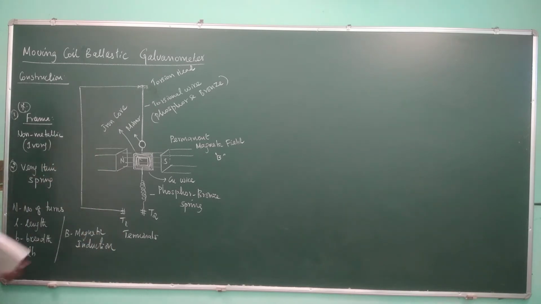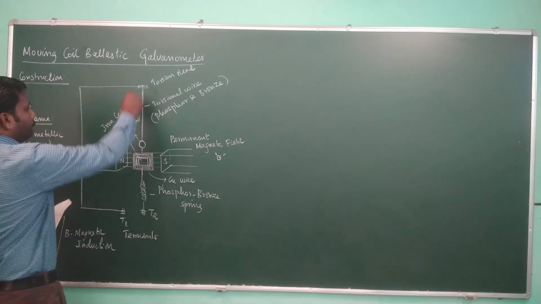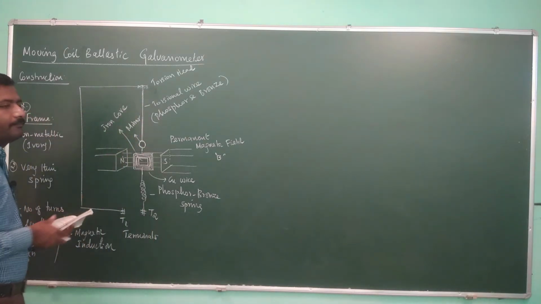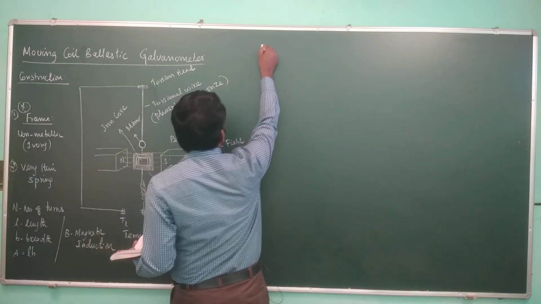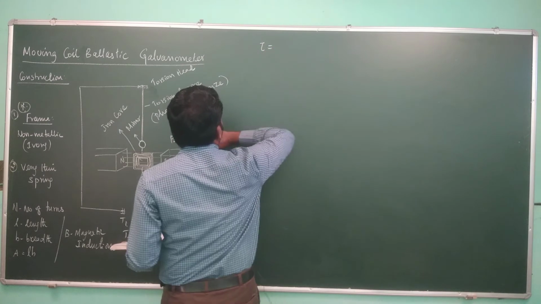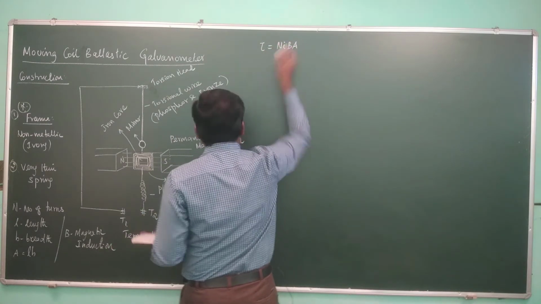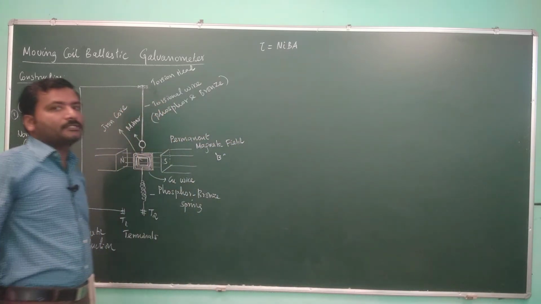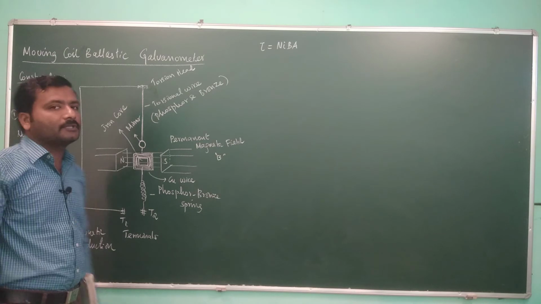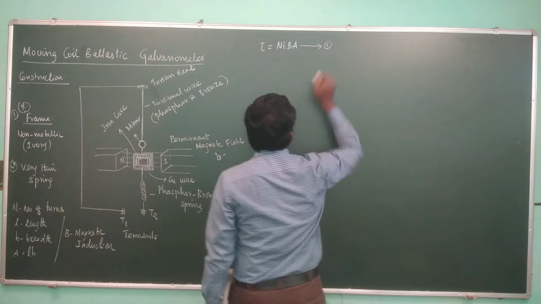So with these parameters we can write that when a current passes through this coil, it experiences a torque. The expression for the torque that we have already written many times is N I B A, where N is the number of turns, I is the current passing through it, B is the magnetic induction, and A is the area of the coil. Let this be equation number 1.